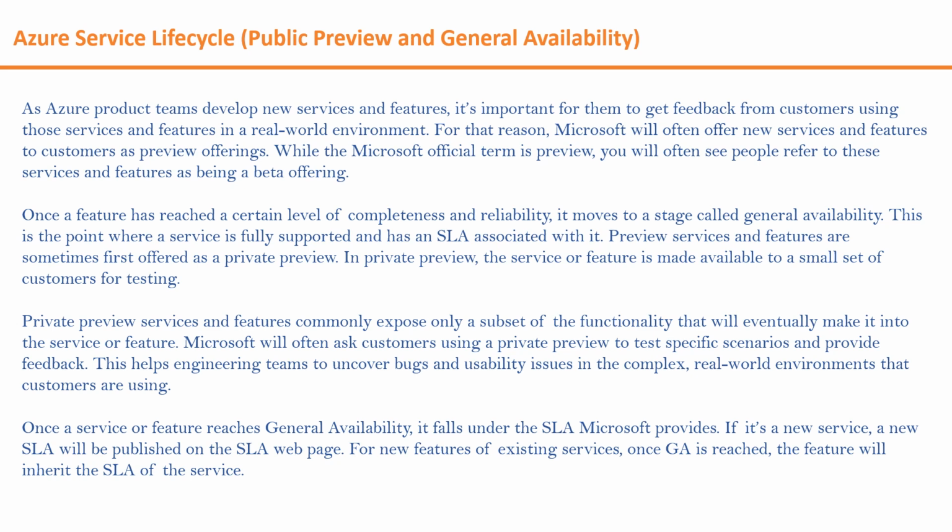Once the preview service or feature reaches a quality and availability bar suitable for engineering teams, it will be declared generally available, or GA. At this point, the service or feature is fully supported. Once a service or feature reaches general availability, it falls under the SLA Microsoft provides. If it's a new service, a new SLA will be published on the SLA web page. For new features of an existing service, once GA is reached, the feature will inherit the SLA of the service.